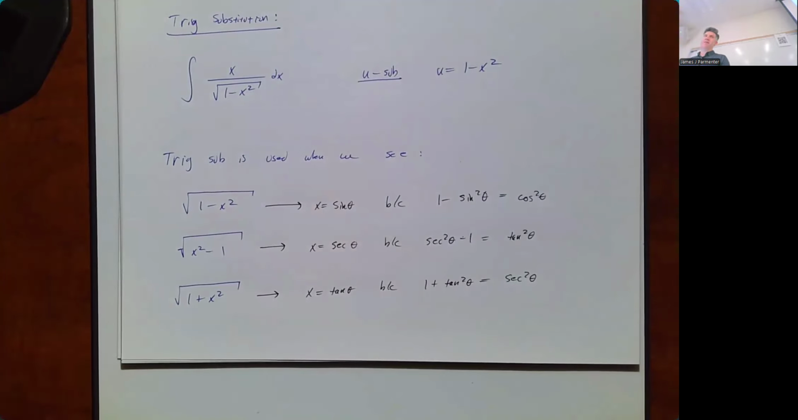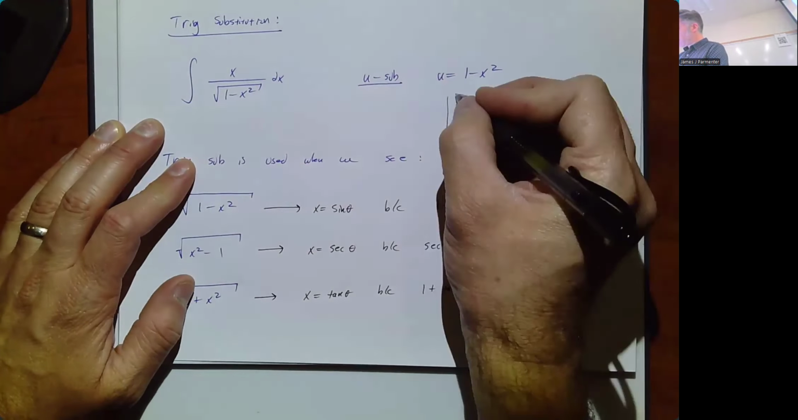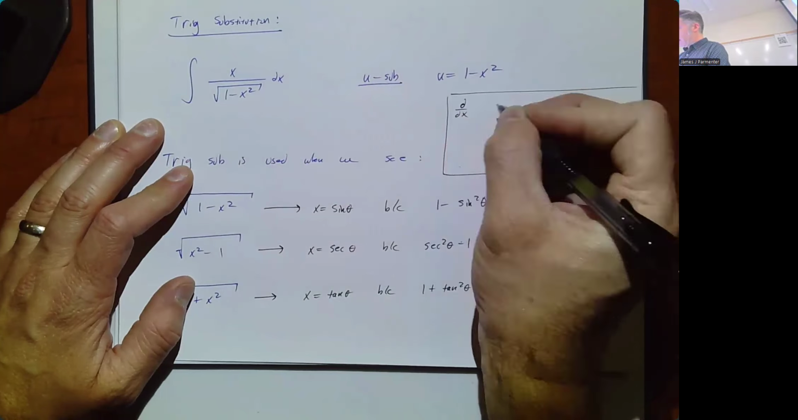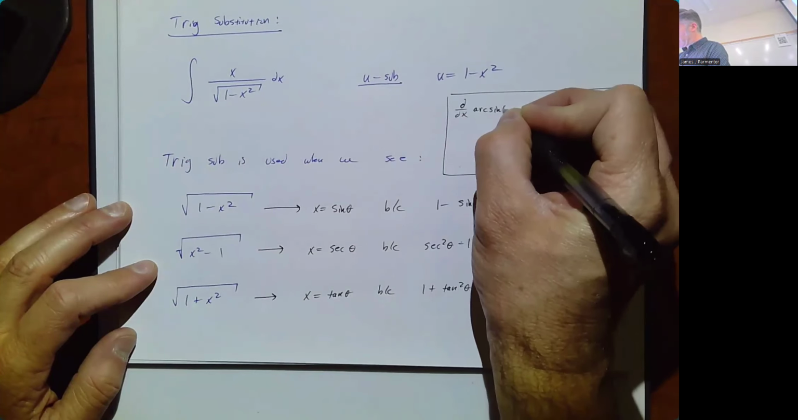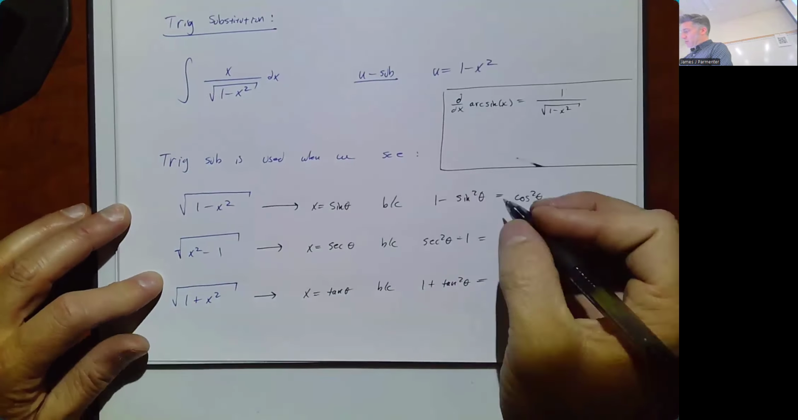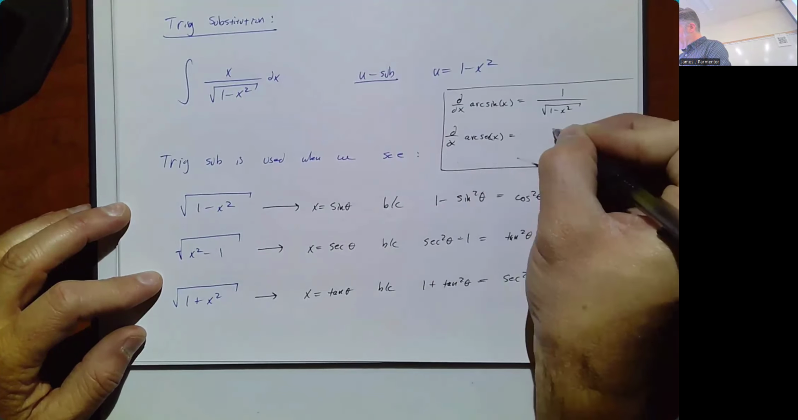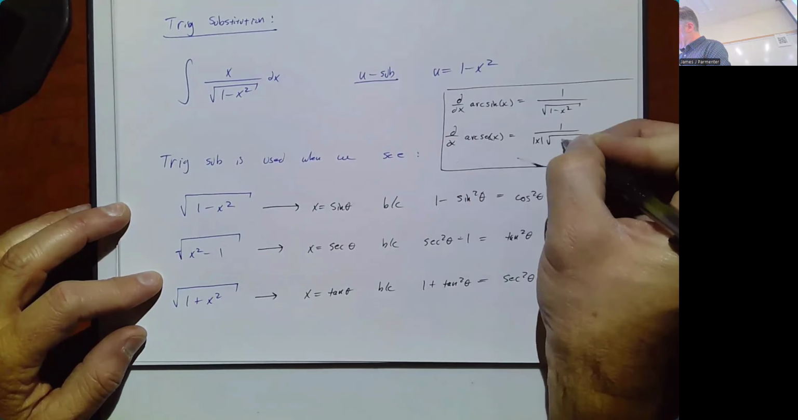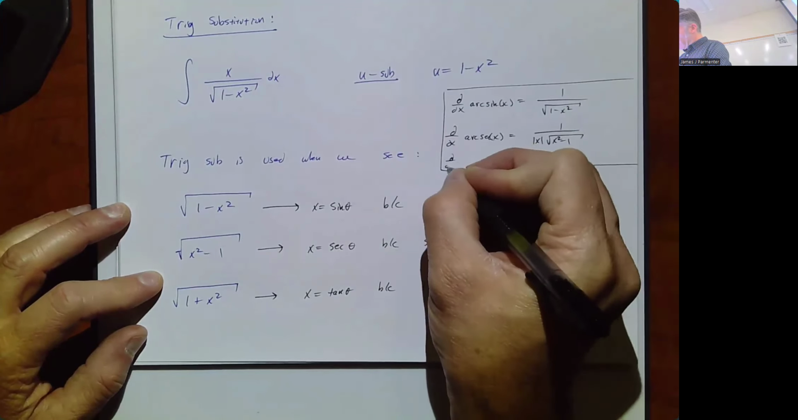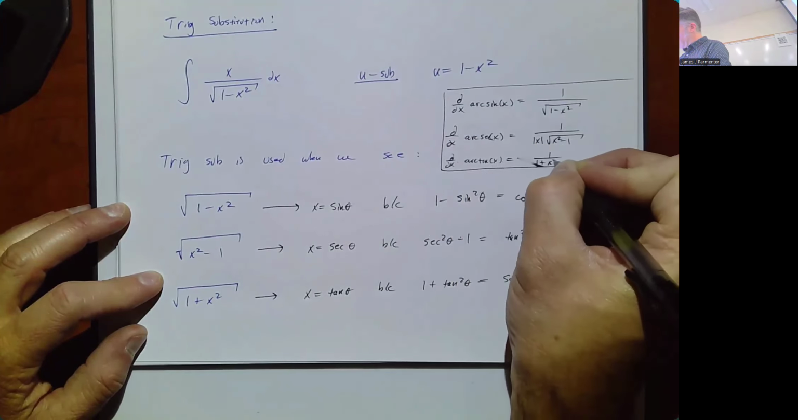The way I tend to remember these, to be perfectly frank, is by remembering the derivatives of the inverse trig functions. What do I mean by that? Well, the derivative of the arc sine of x is 1 over the square root of 1 minus x squared. The derivative of the arc secant of x is 1 over absolute value of x times the square root of x squared minus 1. And the derivative of the arc tangent of x is 1 over 1 plus x squared.